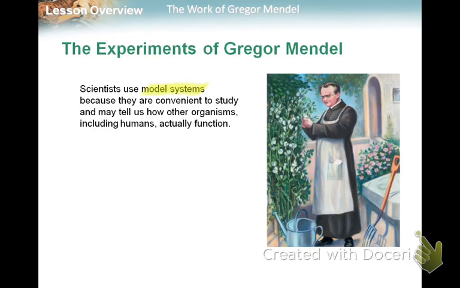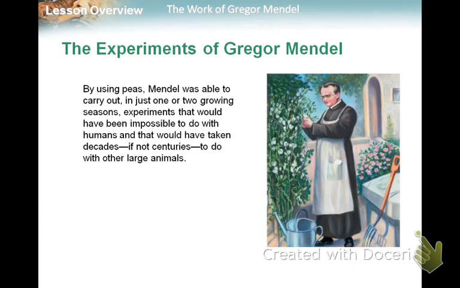It's called a model system because the conclusions that can be drawn from an easily studied model can be interpreted and applied to other living things. In the case of genetics, obviously we're more concerned with humans than any other organism. So because there are growing seasons and short lifespans, Mendel could figure a lot of this stuff out with genetics way faster than if he used, obviously, humans or any other large animals.